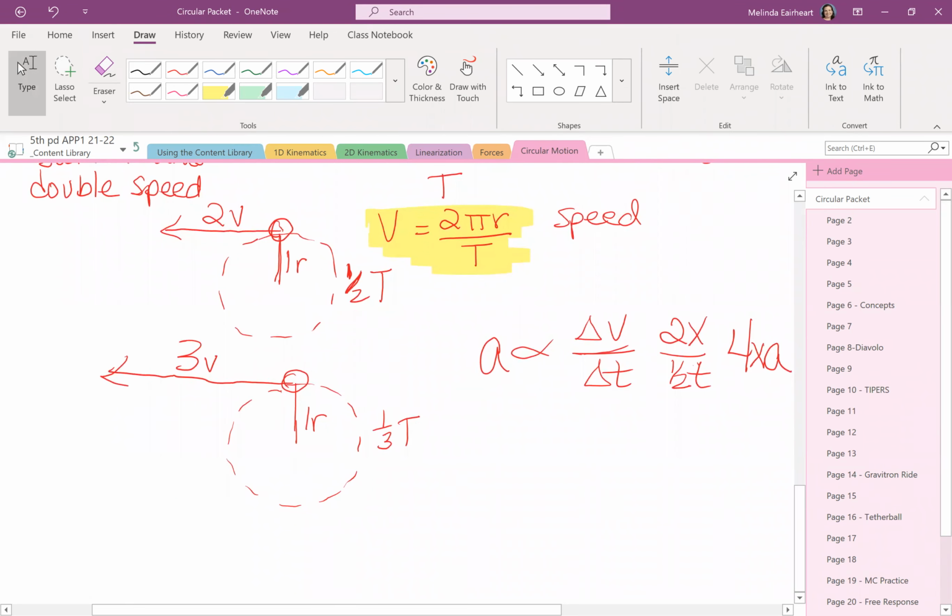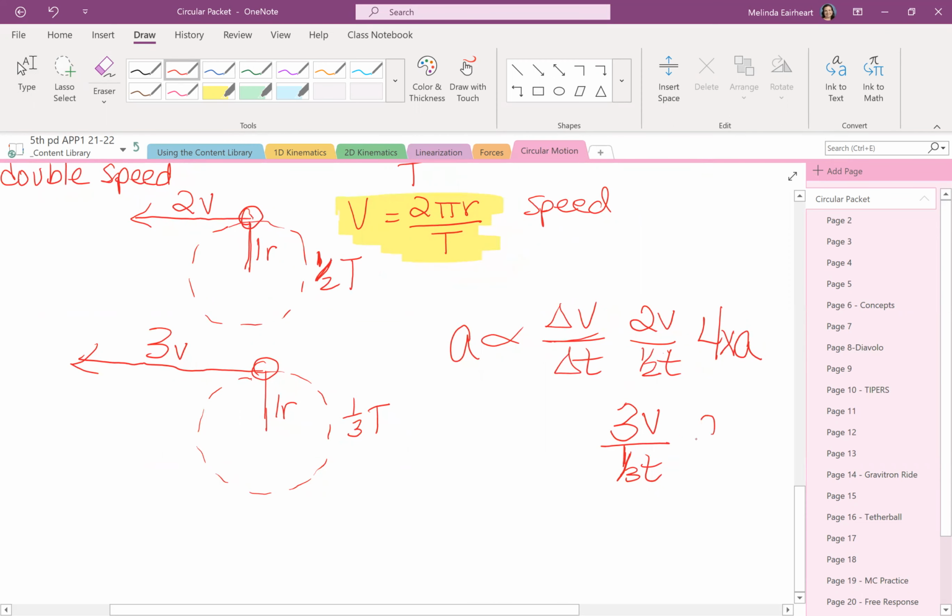What if we do it with the 3? And so if you go from original v to 3v, and I have a triple v, sorry, I wrote an X there, I meant to write a v up there, and we have 1/3 of the time, then what kind of acceleration do we get? 3 divided by 1/3? 9 times the acceleration.